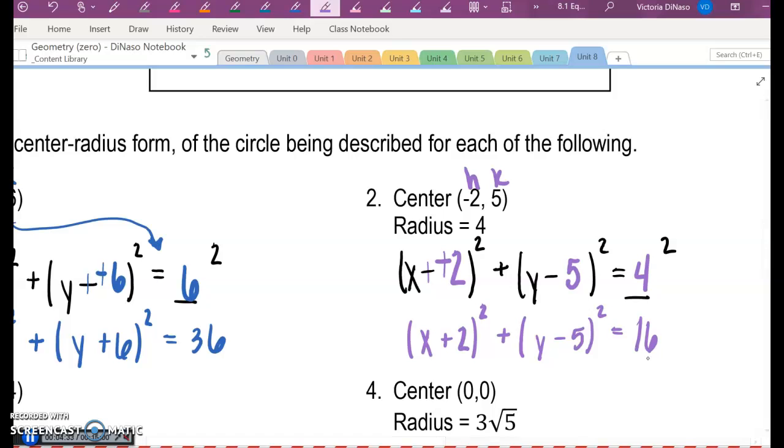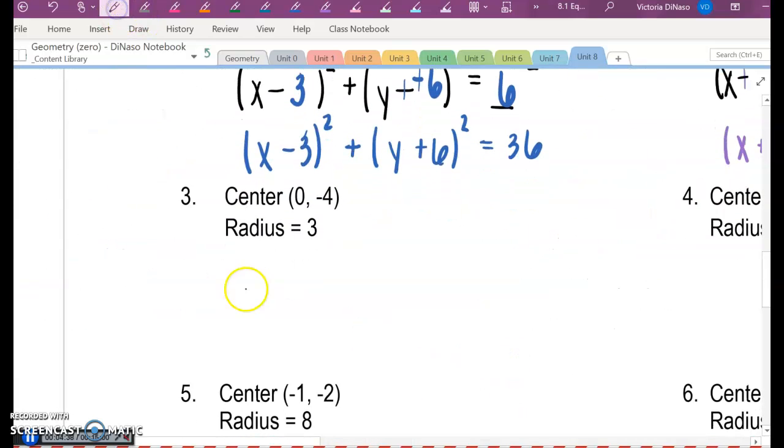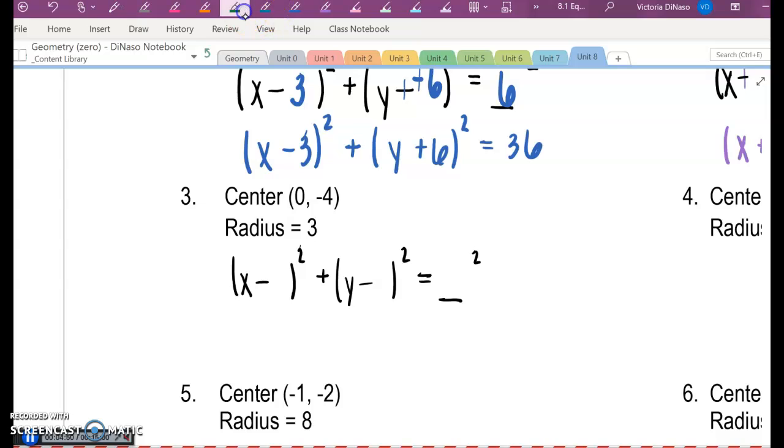Let's try this next one, number 3. So in this one, we have x minus something squared plus y minus something squared equals something squared. Here's h, here's k, and we're going to put that radius of 3 into the correct spot. So we have x minus 0 squared plus y minus negative 4 squared, and then we have equals 3 squared.